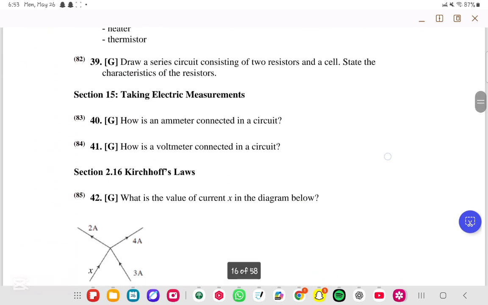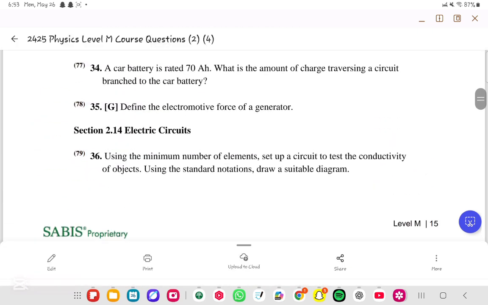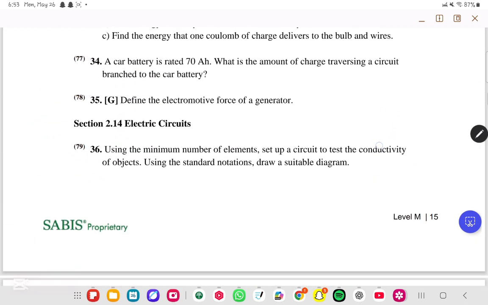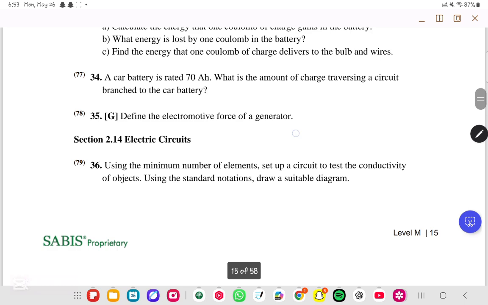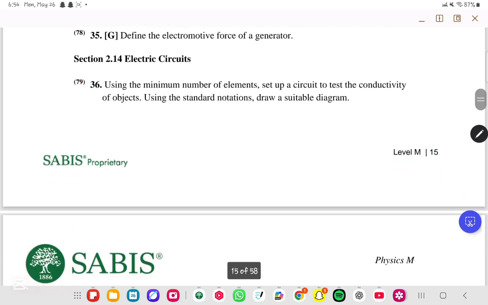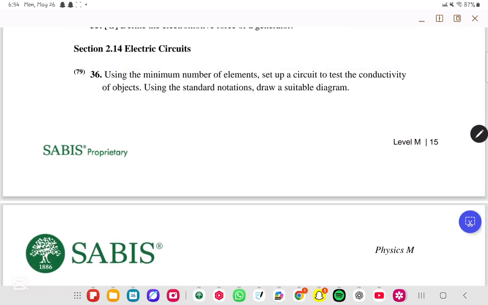Using the minimum number of elements, set up a circuit to test the conductivity of objects. Using the standard notations, draw a suitable diagram. Okay, so very easily what we will need is first of all a cell. We will need a cell. We will need the connecting wires. Do not forget the connecting wires.